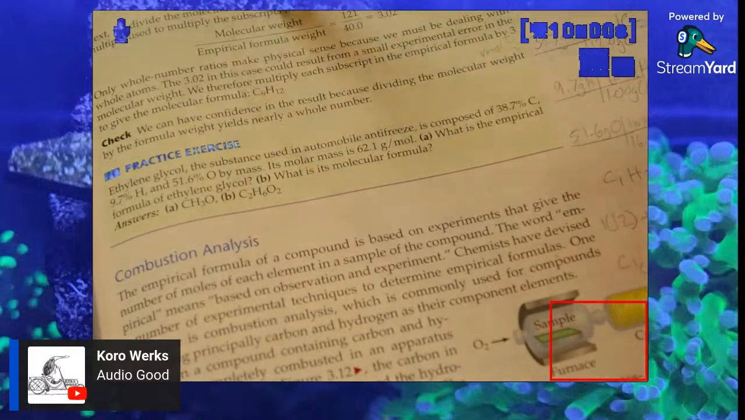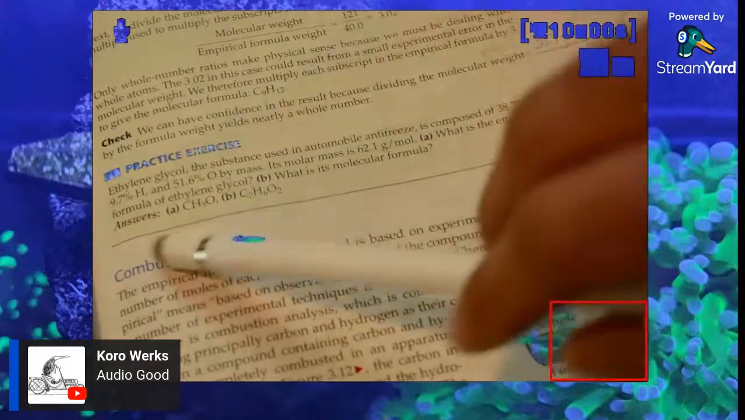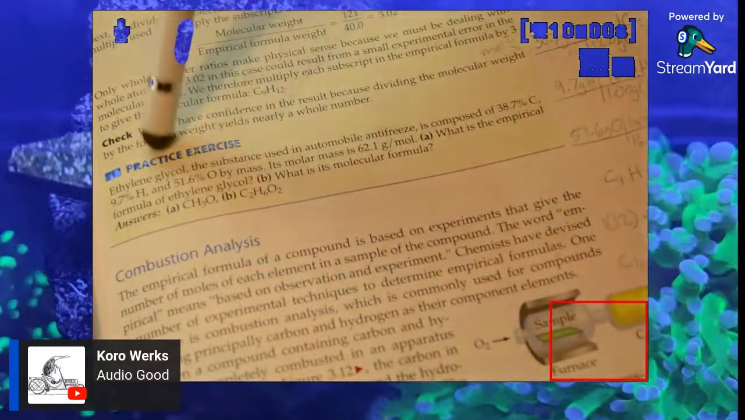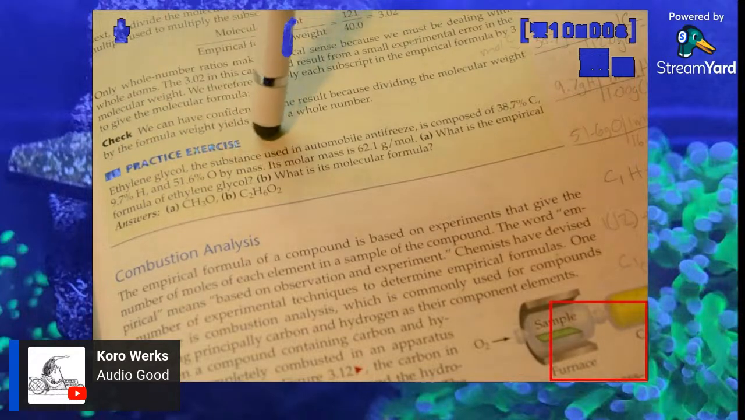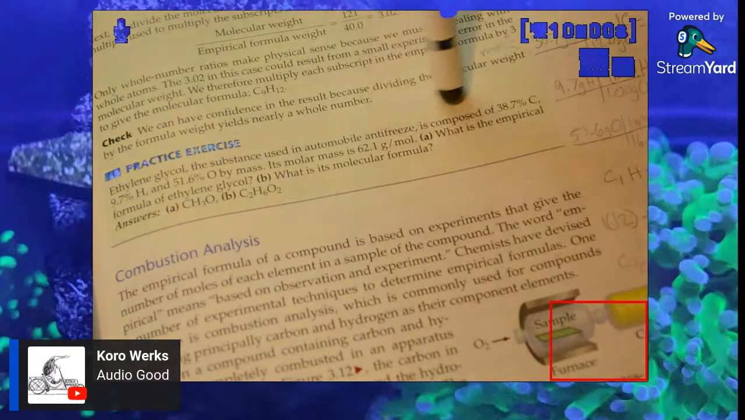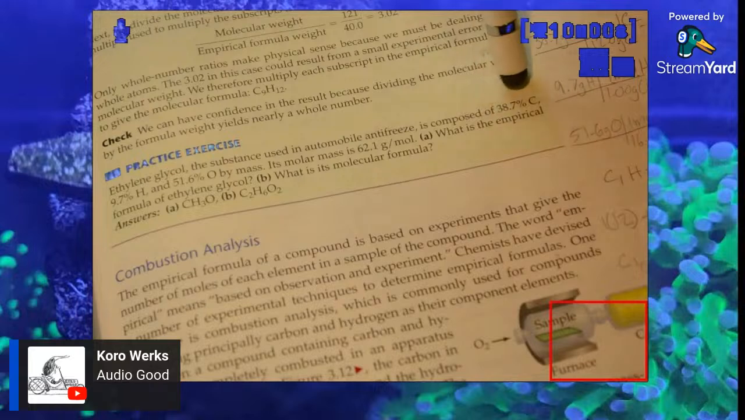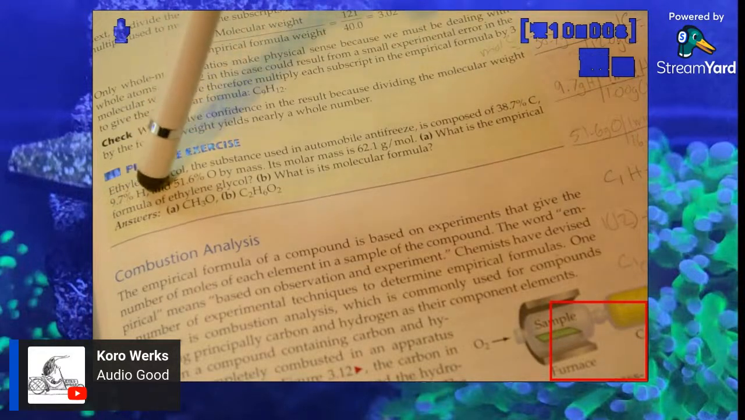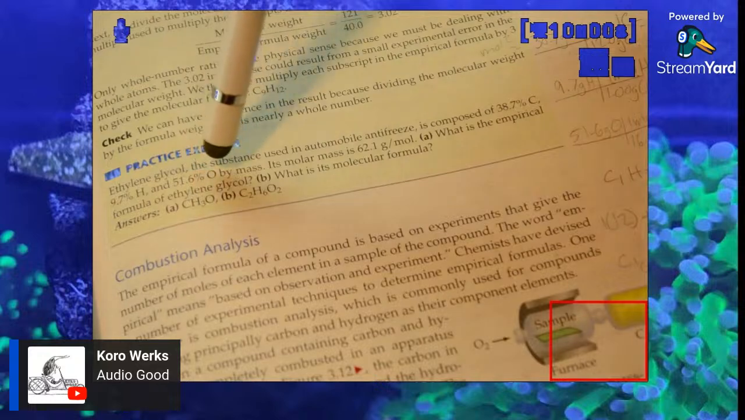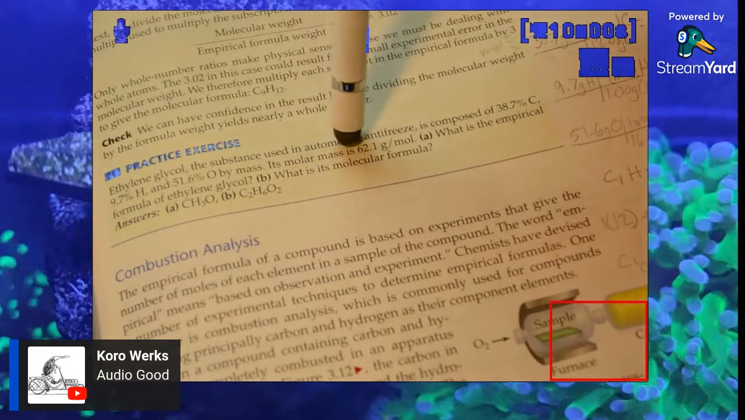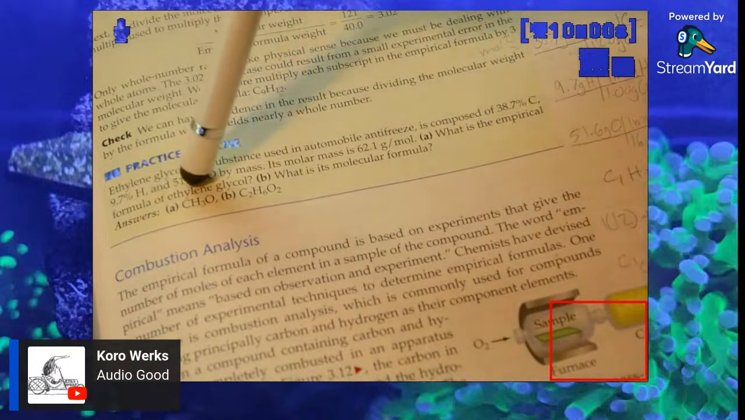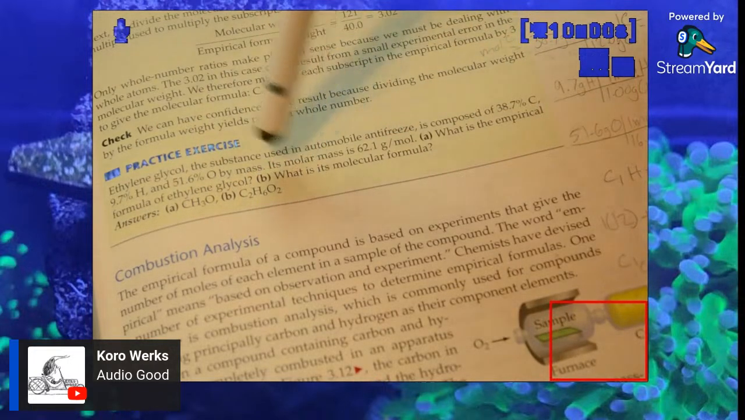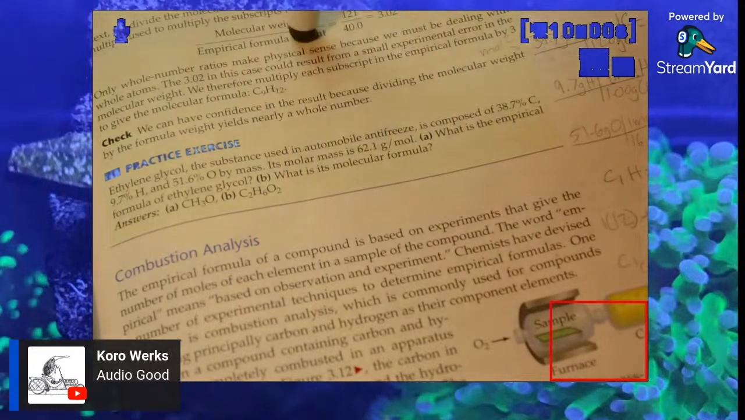So this one is not gonna have us do simple, beautiful stuff. We're gonna have to really work out this problem. All right, but at least they gave us the answers. Okay. So, anyways, ethylene glycol, the substance used in automobile antifreeze, is composed of 38.7% carbon, 9.7% hydrogen, and 51.6% oxygen by mass. The molar mass is 62.1 grams per mole. What is the empirical formula of ethylene glycol? And B, what is the molecular formula?